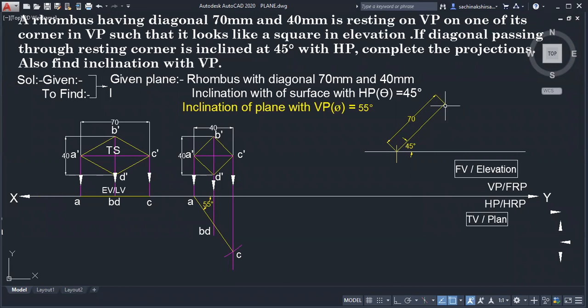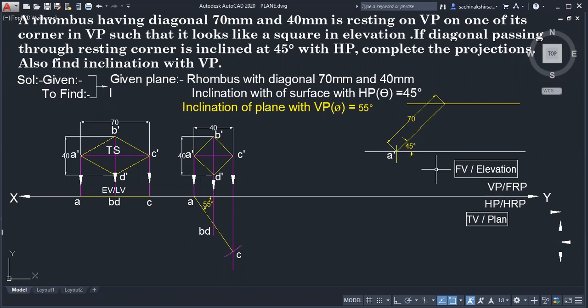Once we get this end point at 70, from here we have to draw a locus, something like this. Likewise, the locus we have to draw. What we know right now is the apparent length. How much is the apparent length? 40. For your information, I will name this point A dash.